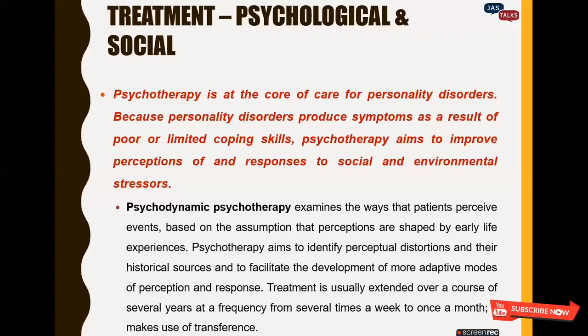So, its aim is to identify the perceptual distortions or historical sources and to facilitate the development of more adaptive modes of perception and response. Treatment is usually extended over a course of several years at a frequency from several times a week to once a month. It makes use of transference.